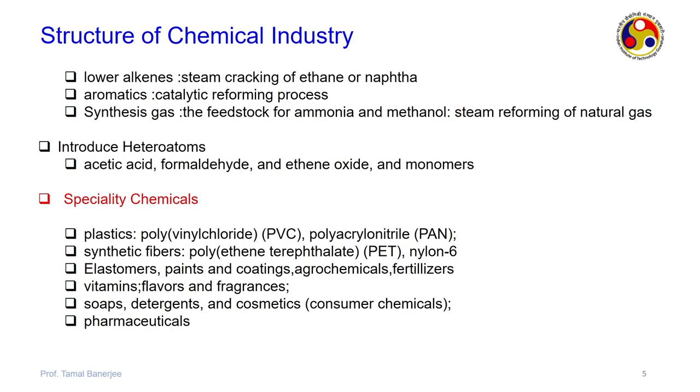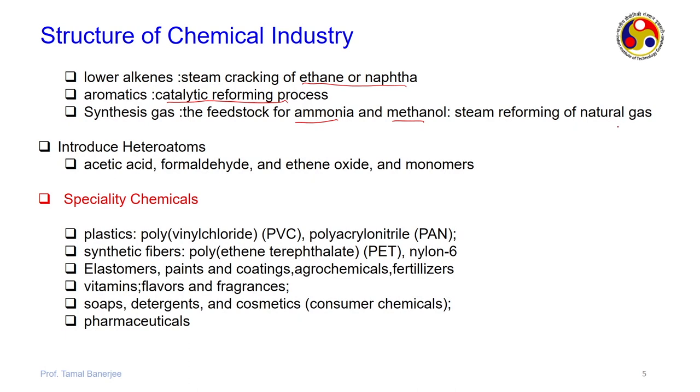For example, these lower alkenes can be produced from the steam cracking of ethane, because crude oil will not give ethene directly, crude oil will give you ethane or naphtha. Naphtha is also of 3 types: light naphtha, middle naphtha and heavy naphtha. From that naphtha, if you pass steam, it will be converted to alkenes. Or aromatics, through the catalytic reforming process, which is well known, so I will not discuss it. It means you are reforming the aliphatic compounds to aromatics, which is called catalytic reforming. Then synthesis gas is one of the products from crude oil, it is the feedstock for ammonia and methanol.